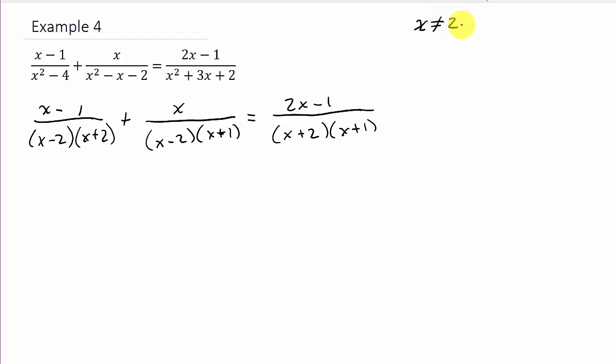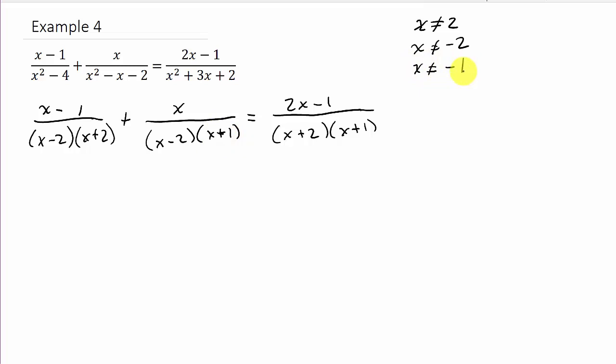And then we go to the next factor, which is x plus 2. Well, what do we have to plug in for x to get 0 here? Negative 2 plus 2 is 0, so x can't be negative 2. And then we go to the next one, which is the x plus 1. Well, negative 1 plus 1 is 0, so x cannot equal negative 1.